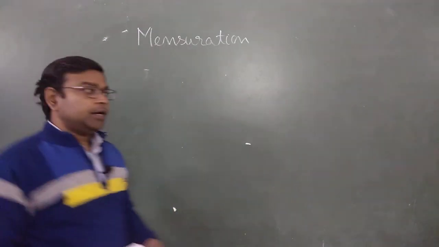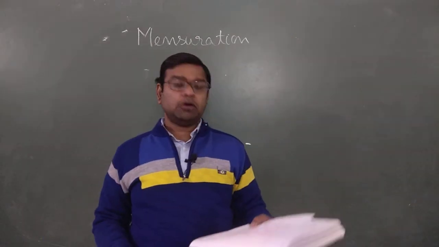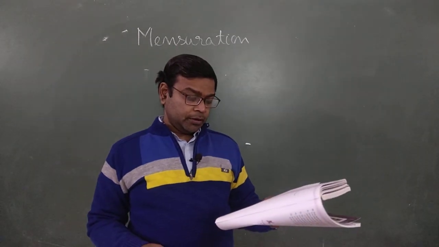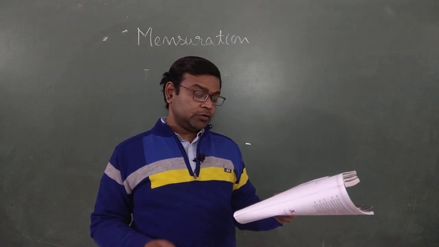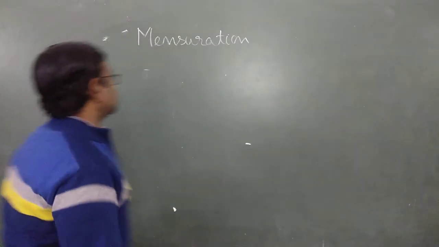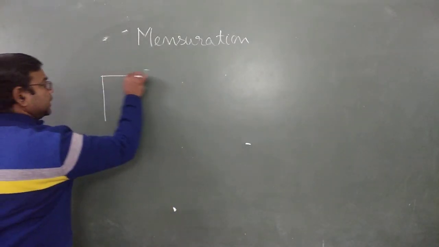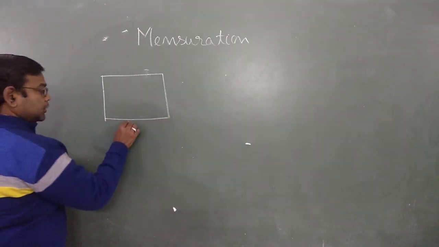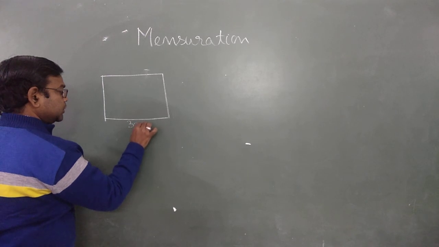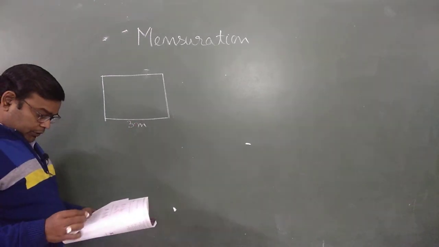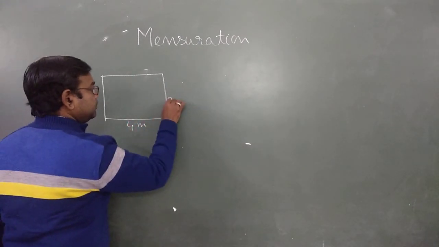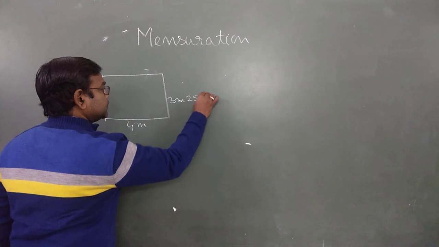In this question it says that a room is 4 meter long and 3 meter 25 centimeter wide. How many square meters of carpet is needed to cover the floor of the room? In this case, draw the figure likewise. This is your floor of the room. Clear? Length is always longest, so this one is 4 meter. And this one is 3 meter 25 centimeter.